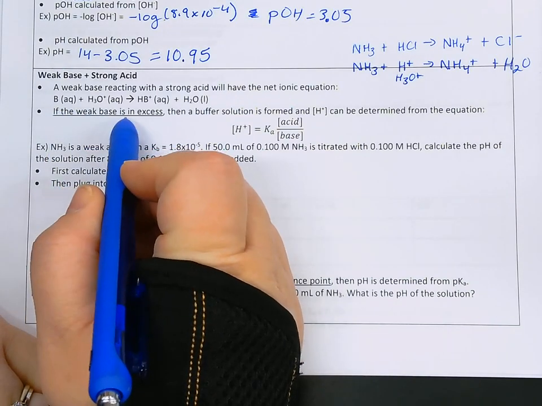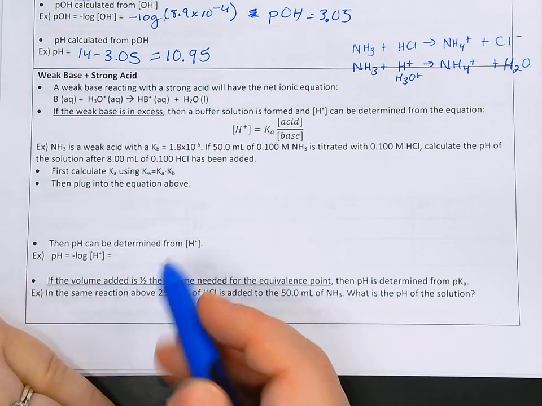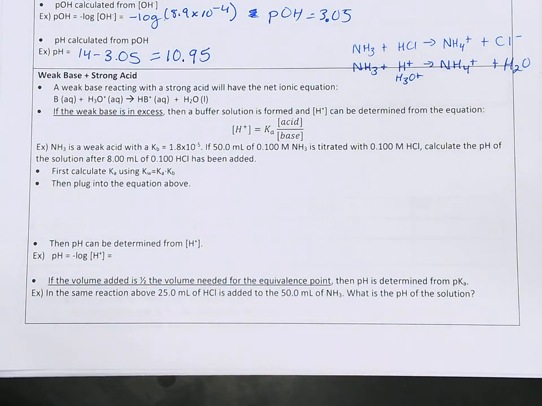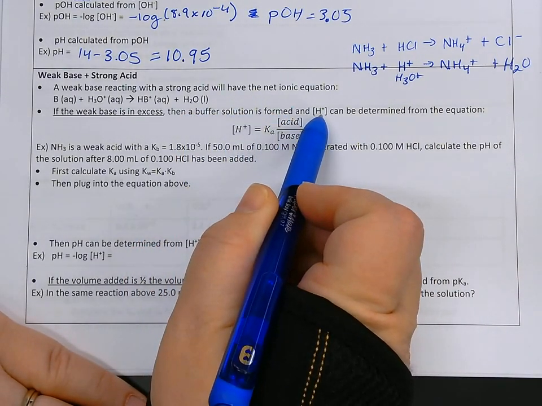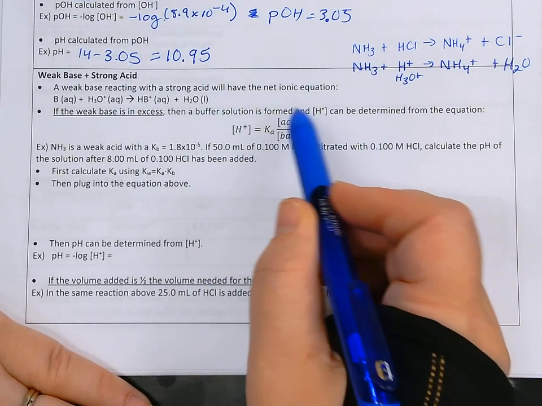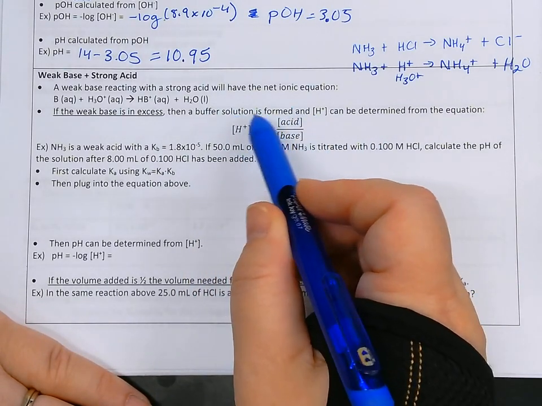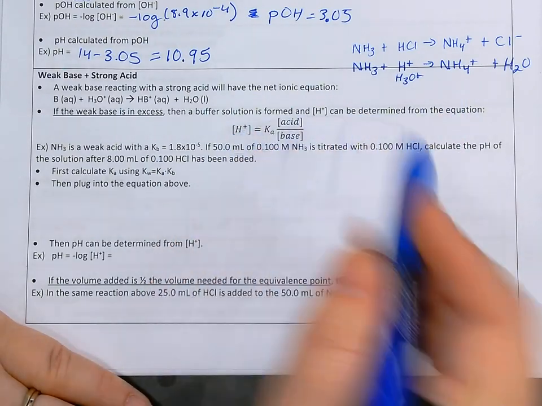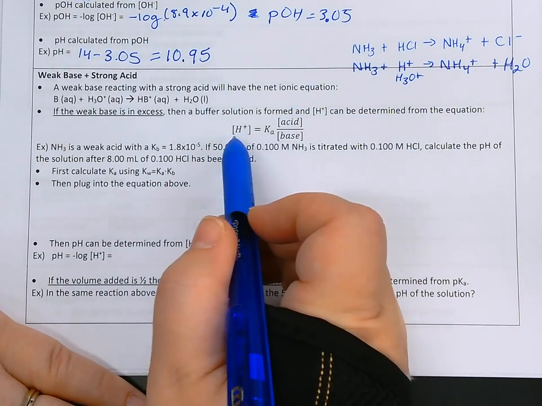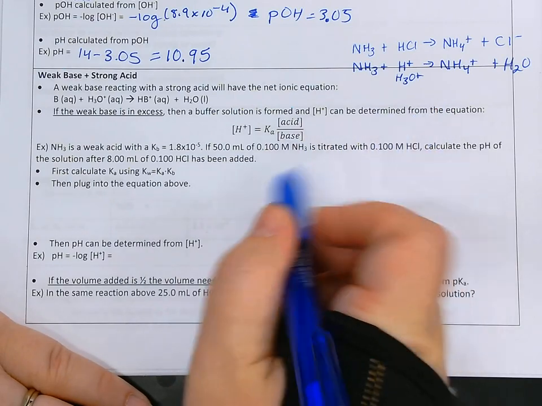If our weak base is in excess, so it's going to be our first one, we're going to look at the same 3 points we did for the other one. So we're going to start with our weak one being in excess. Again, that creates a buffer solution, and hydrogen ion concentration can be determined from our fancy equation here. So hydrogen equals Ka times our acid over our base.